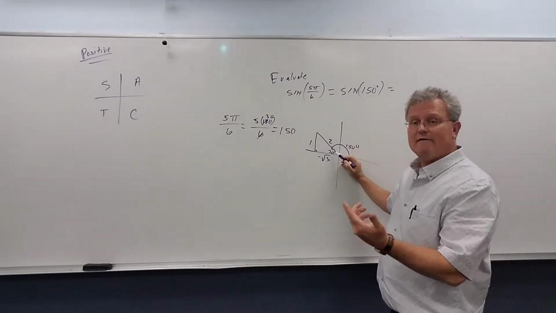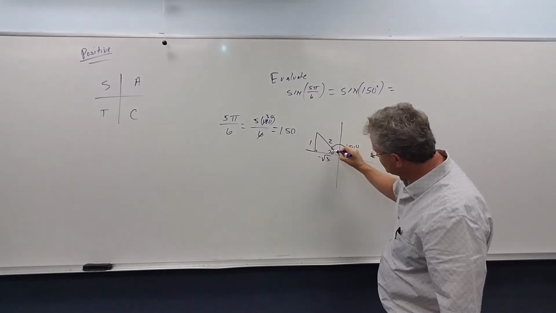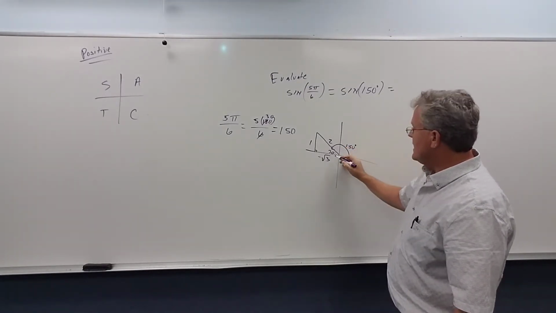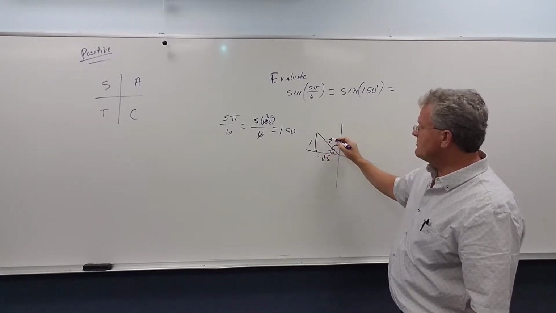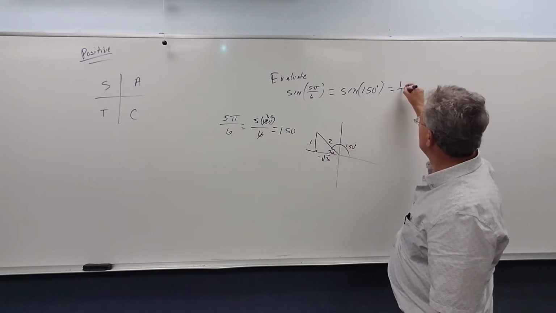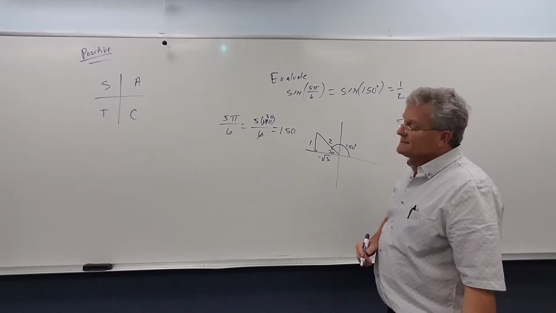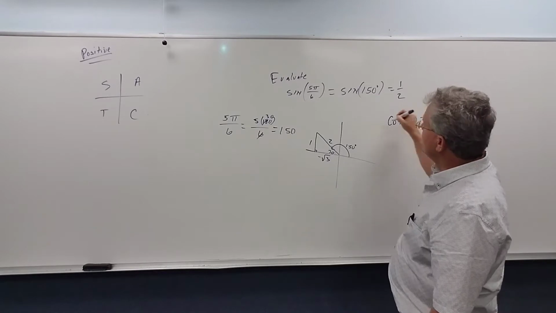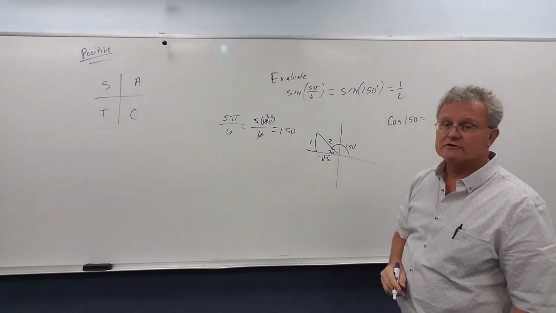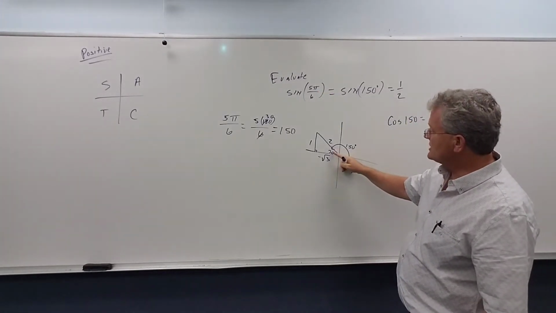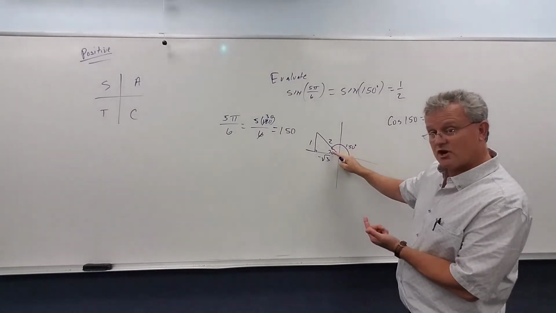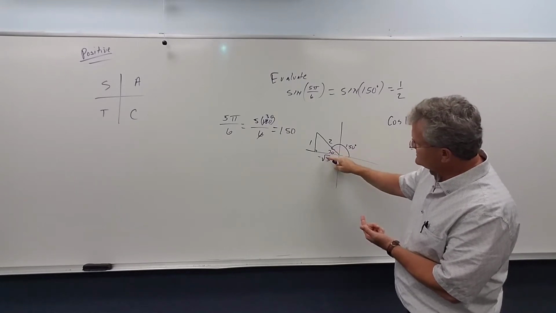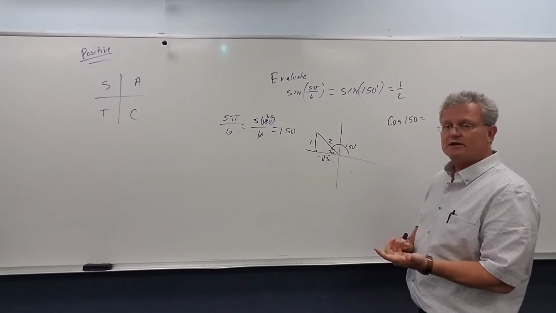Well, this is our reference angle. We refer to this angle to evaluate the sine of 150. And sine is opposite over hypotenuse. We get 1 over 2. But let's say we wanted to evaluate the cosine of 150, or the cosine of 5 pi over 6. Well, this is our reference triangle for 150. Cosine is adjacent over hypotenuse. We get negative root 3 over 2.